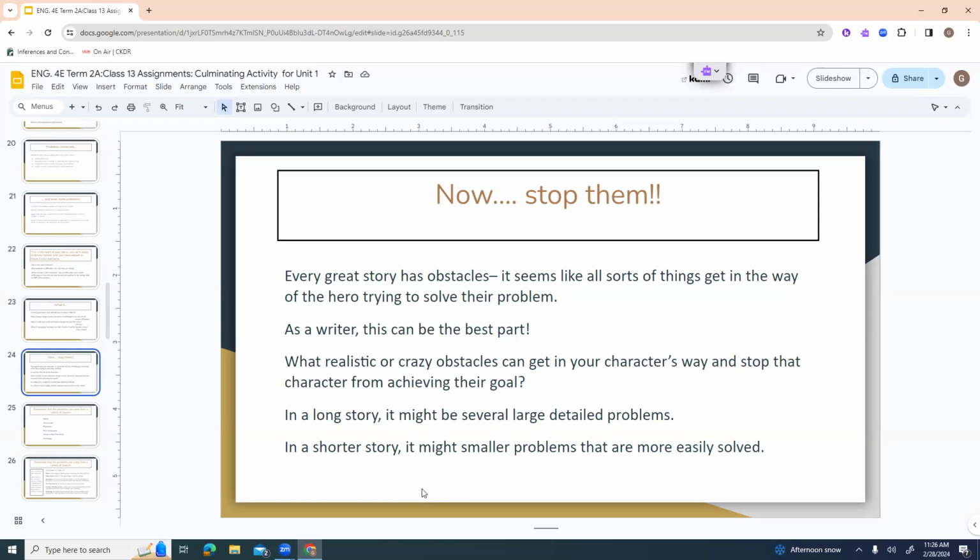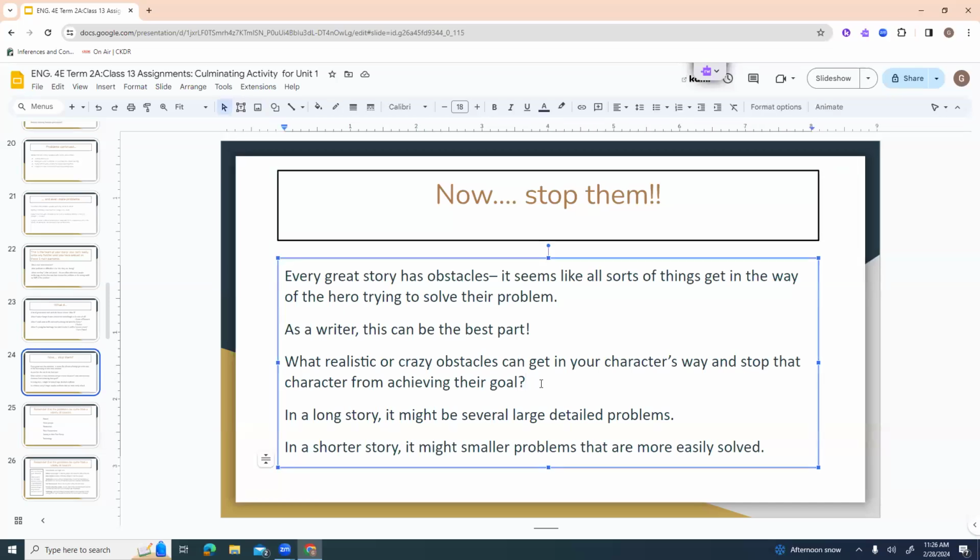In a long story like a novel, it might be several large, detailed problems. In a shorter story, it might be several smaller problems that are more easily solved. Now, keep in mind, if you are trying to base this on a real event, sometimes it can be hard to see the obstacles. Like you might be thinking, oh, that's just my crazy coworker who's a little difficult. Well, in the context of your story, that person's an obstacle.